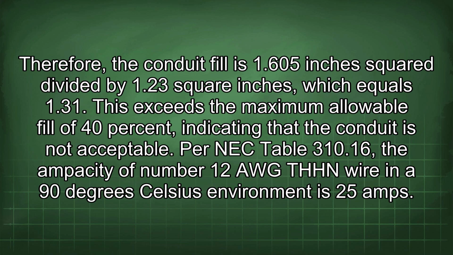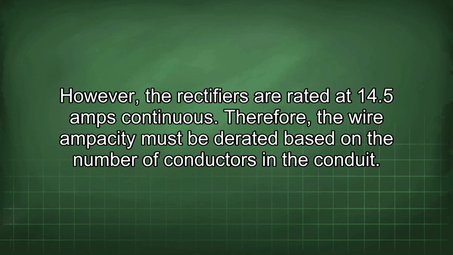Per NEC Table 310.16, the ampacity of number 12 AWG THHN wire in a 90°C environment is 25 amps. However, the rectifiers are rated at 14.5 amps continuous. Therefore, the wire ampacity must be derated based on the number of conductors in the conduit.